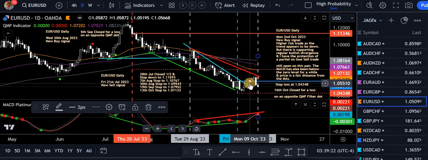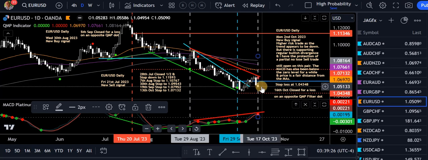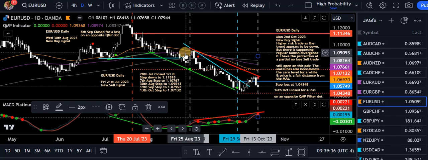So I've had a go at this already. I'm closing this out. So if it opens close to where it closed on Friday, my loss will just be from where I am now up to the blue line. So it'll be a small loss. The stop loss, I'm not going to let it go down.